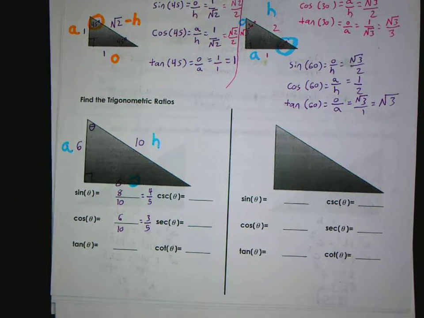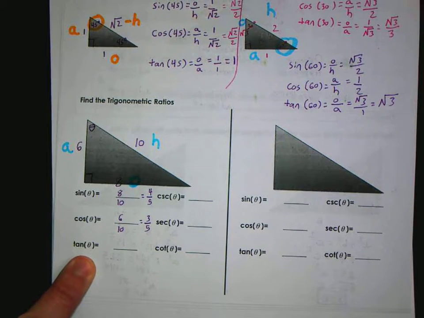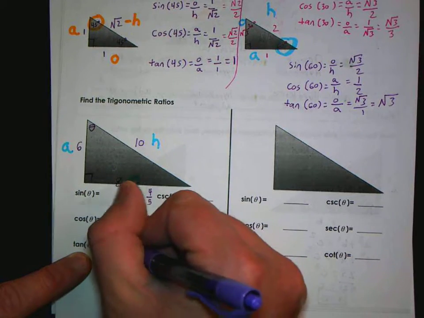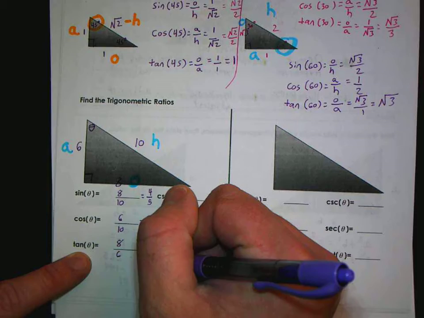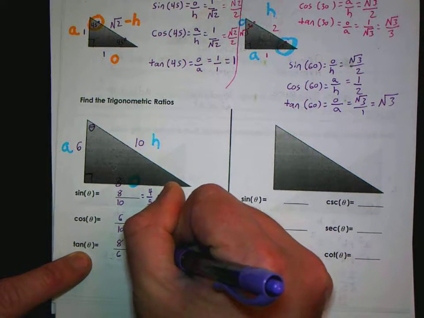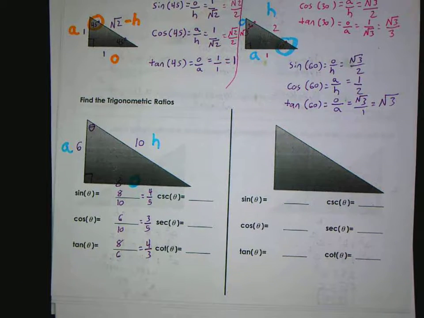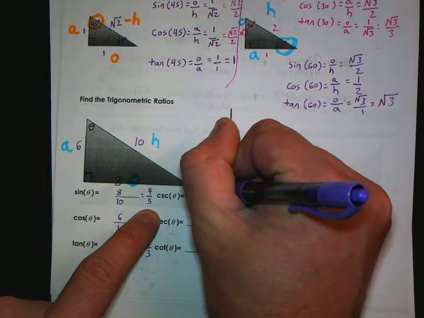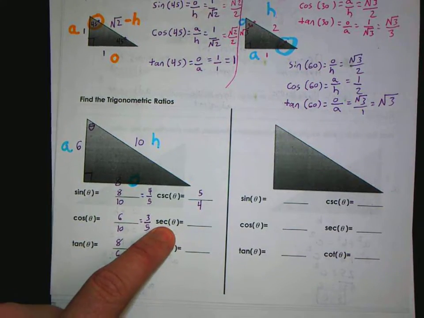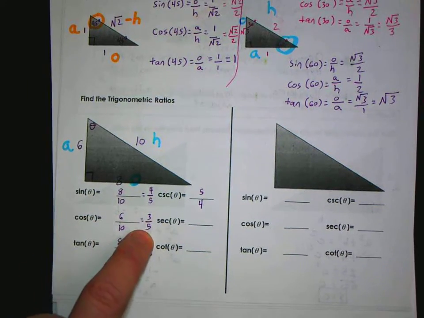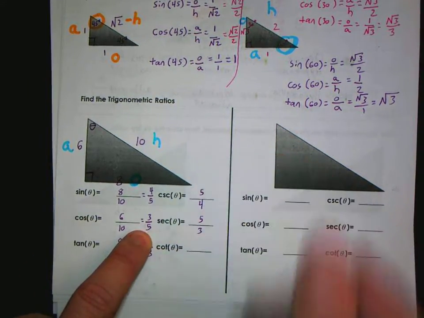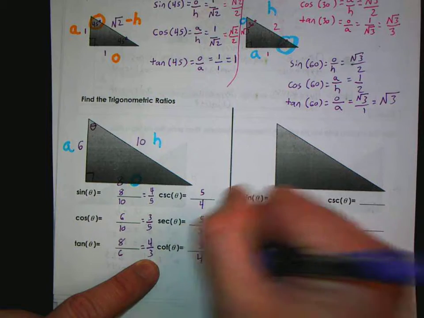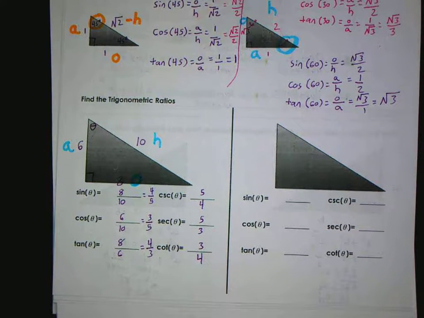And then the tan of theta is TOA. So O is 8, A is 6, which if you reduce that is 4/3. Now, cosecant is the inverse of sine, so you just flip the fraction. Secant is the inverse of cosine, so you just flip the fraction. And cotangent is the inverse, so you just flip the fraction. Does that make sense?